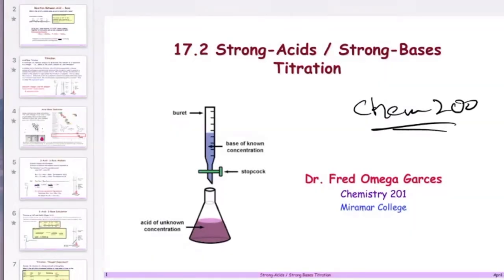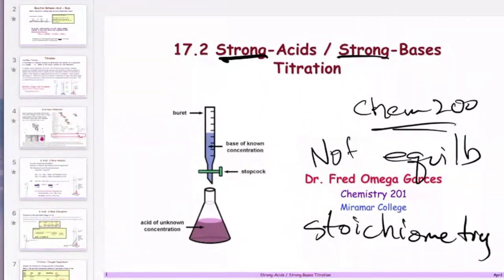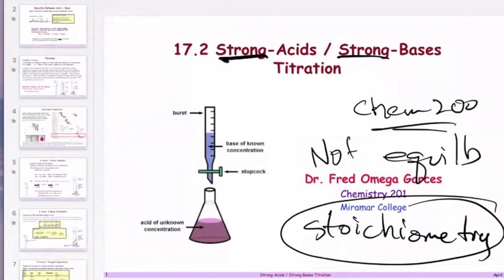And the reason why it's Chem 200 stuff is because it's a simple titration. Whenever you have a simple titration between a strong acid and strong base, it is not equilibrium. It is stoichiometric. So if you don't remember your stoichiometry, please review that because that's going to be important for this particular discussion.